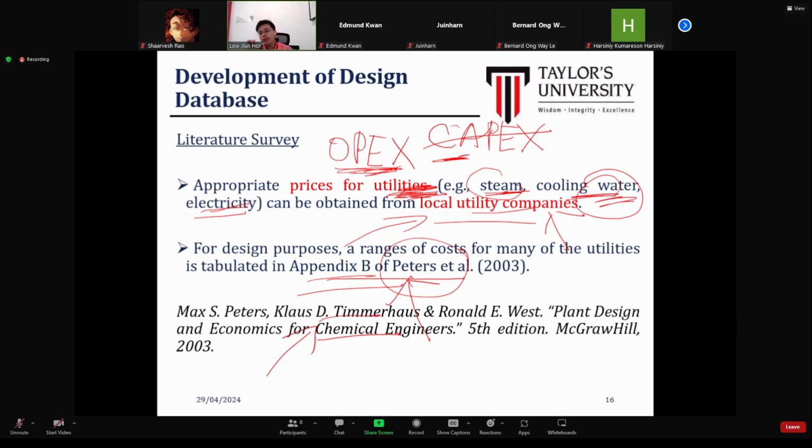Why? Because as I told you, a design project, especially chemical plant design, is an open-ended task. There is no correct or wrong answer. The most important thing is that it is practicable, and that all the assumptions and the decisions that you make are logical.